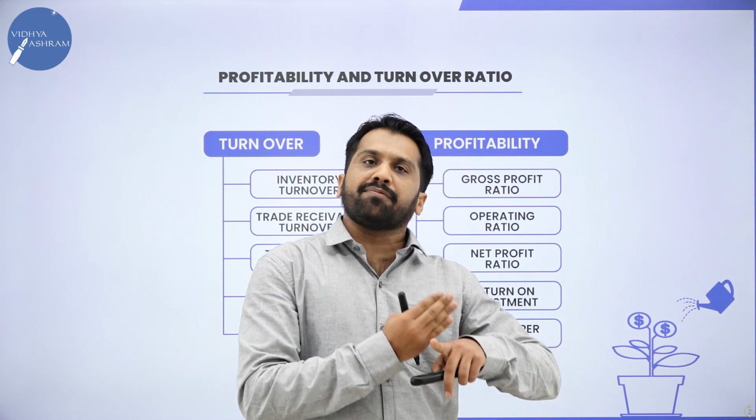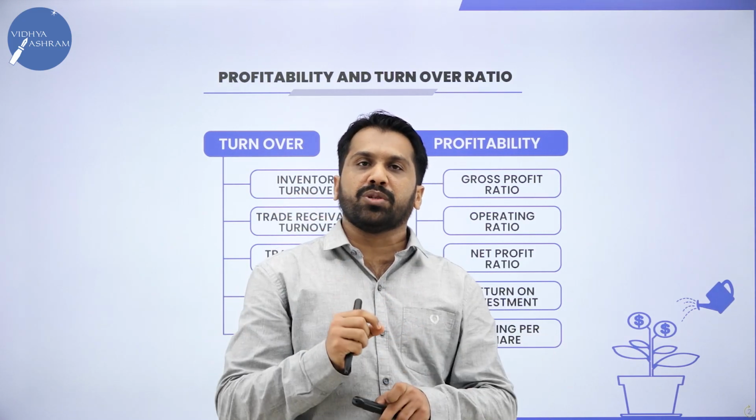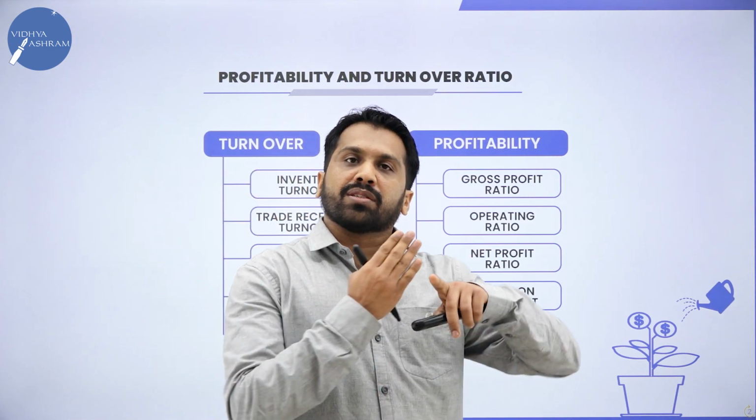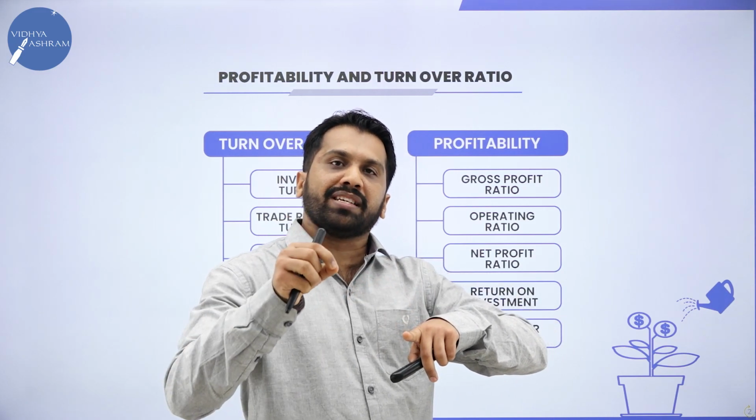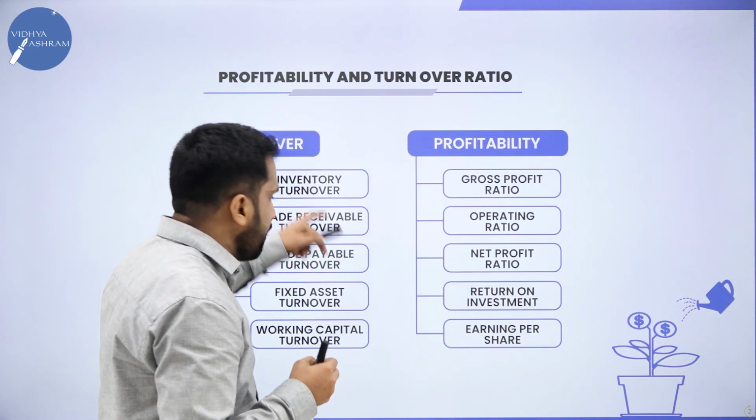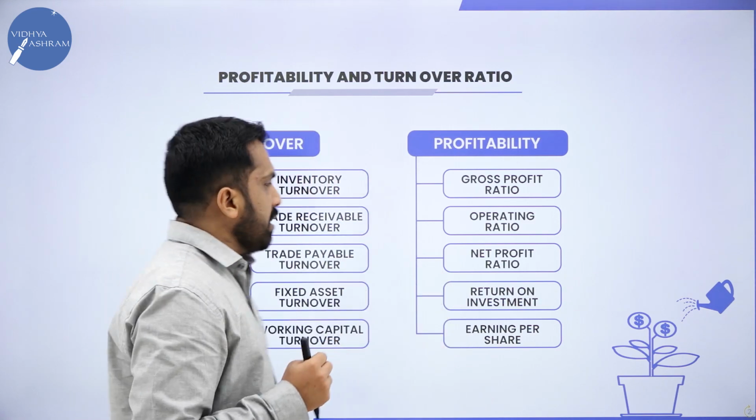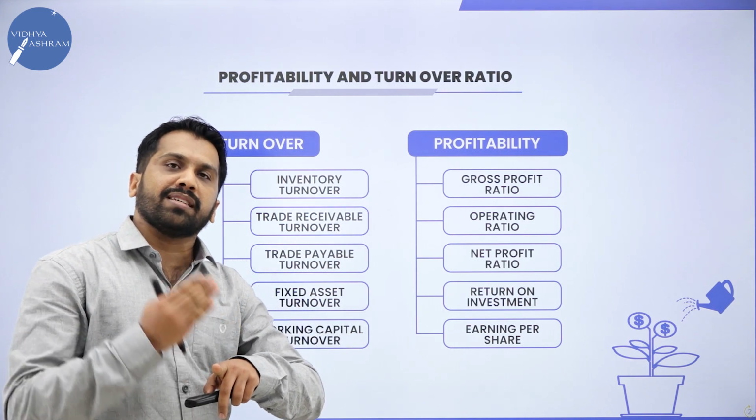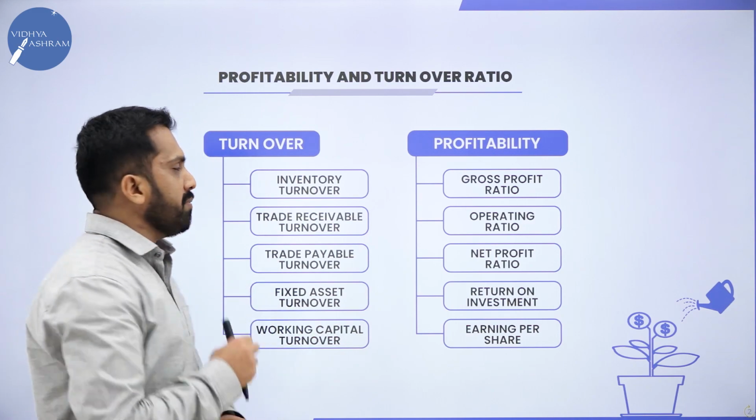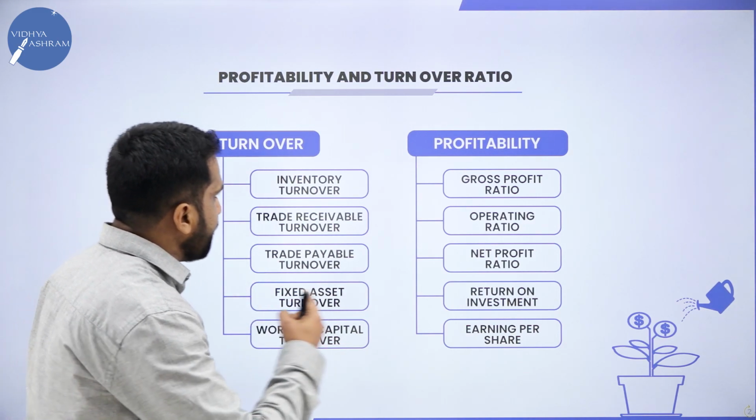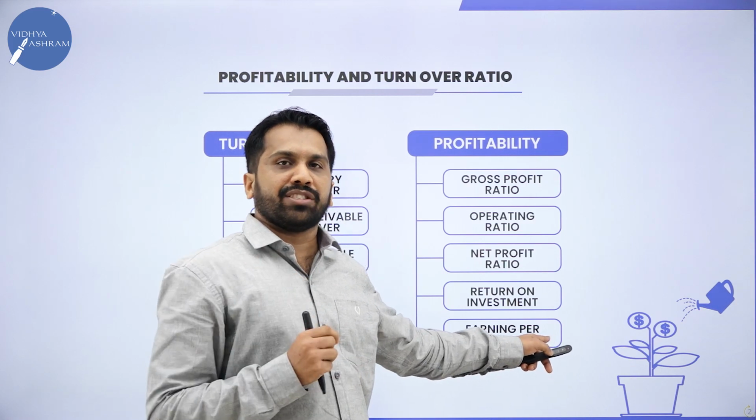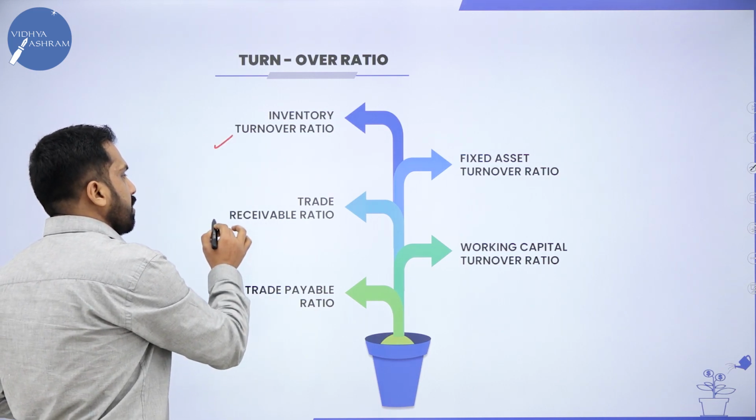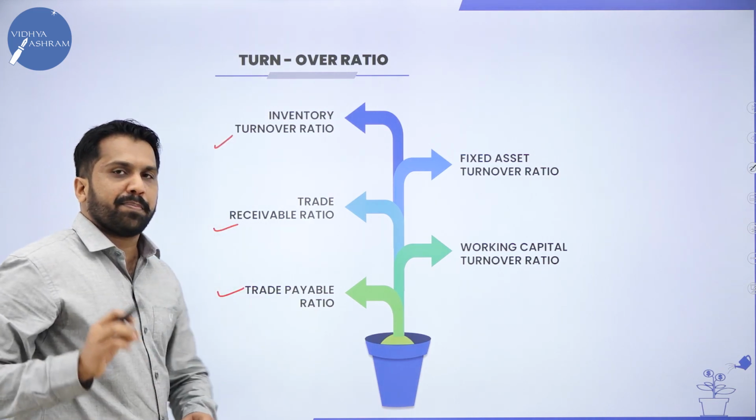Along with profitability, we also include turnover ratio. The turnover ratio is also called financial ratios. To do your profitability ratio, we need the help of this turnover ratio also. Clear? Now, we will discuss each and everything one by one with formulas as well as explanation. First, we will discuss turnover ratio, then we'll go for profitability ratio. So, in today's session, we'll discuss these 3: inventory turnover, trade receivable, trade payable.